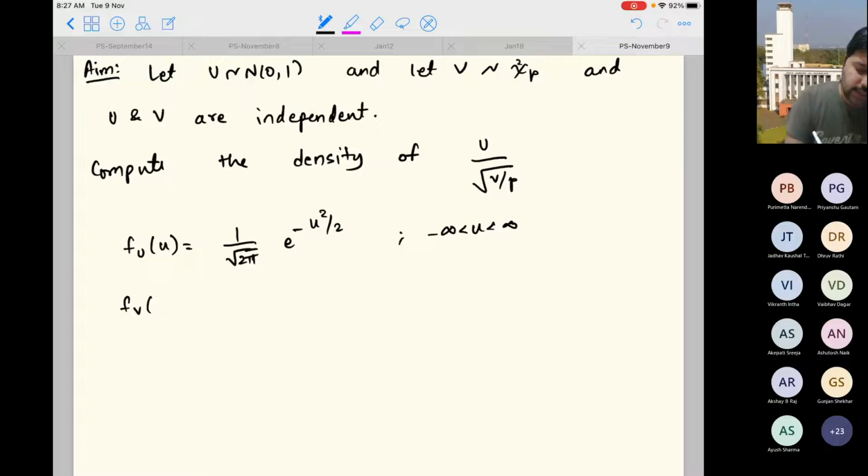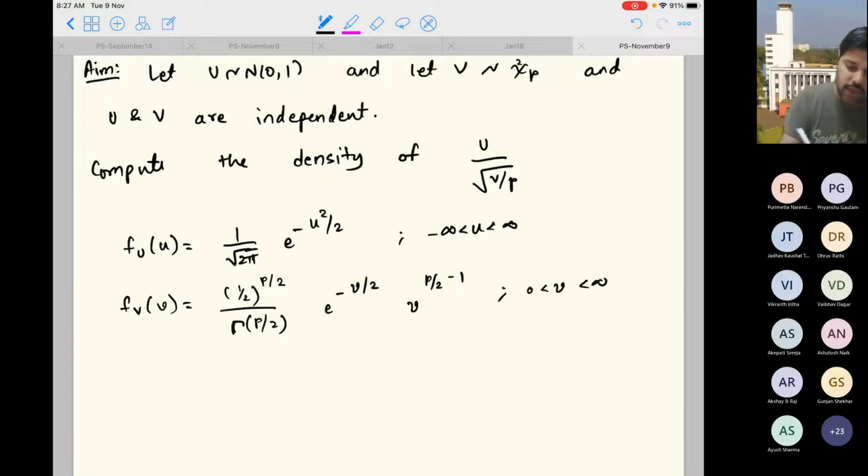And similarly, what is the density of V? V is chi-square p, and chi-square p is gamma p by 2, half. That density we had already seen: half to the power p by 2, over gamma p by 2, e to the power minus v by 2, v to the power p by 2 minus 1, for v between 0 and infinity, and equal to 0 otherwise. I have just written down gamma p by 2, half.